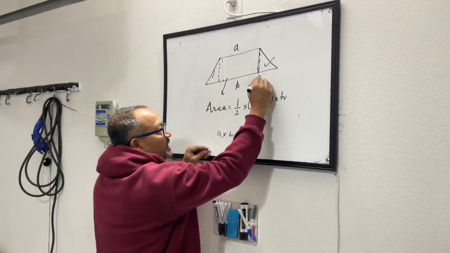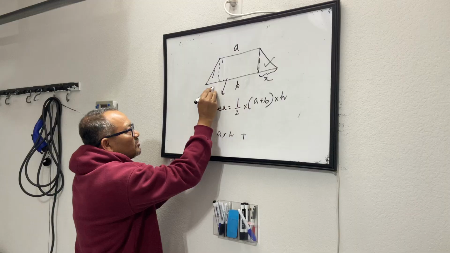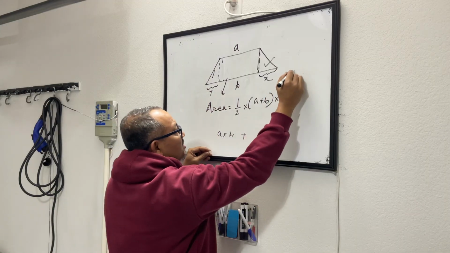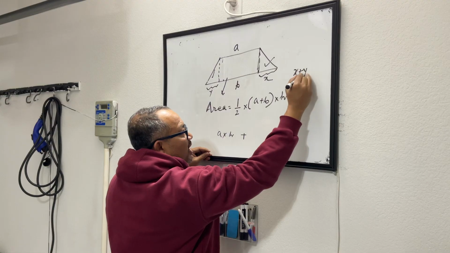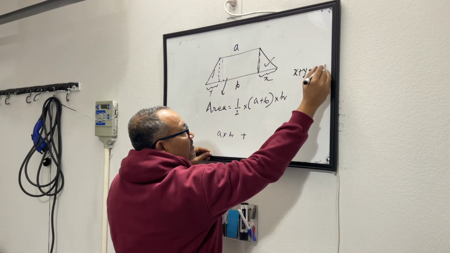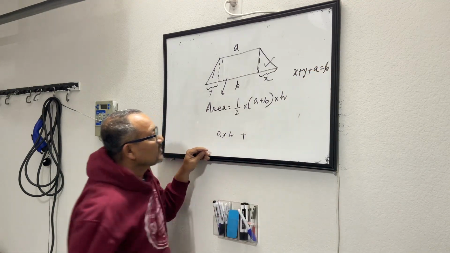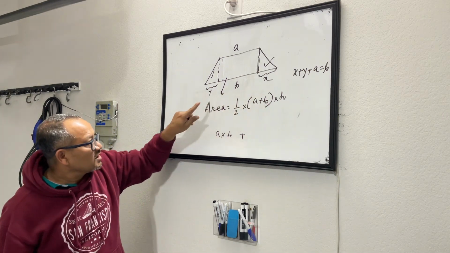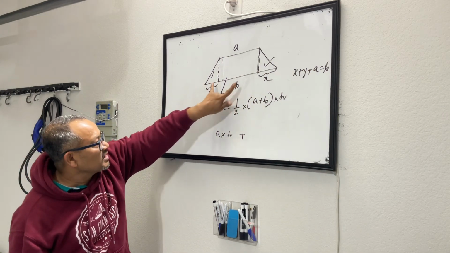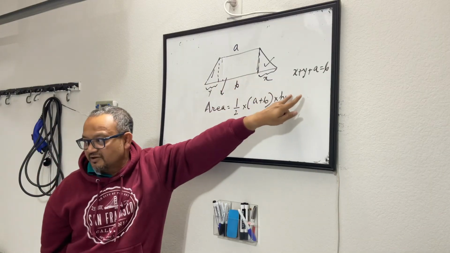Let's say this is X, this is Y. So what we're talking about is X plus Y plus A equals B. Meaning this whole length, this bottom line is a sum of this length plus this length plus this length. That's what I'm saying here.